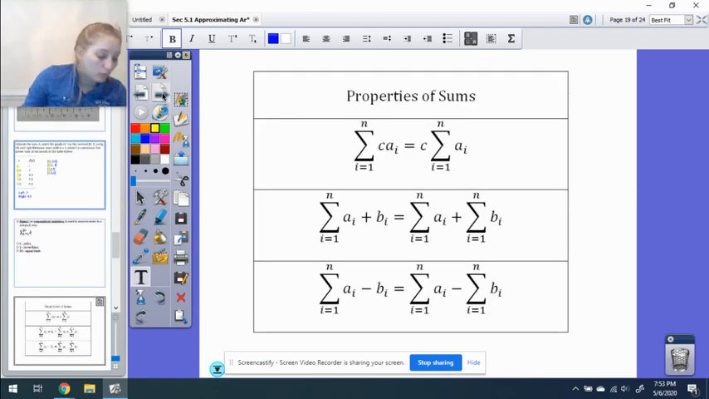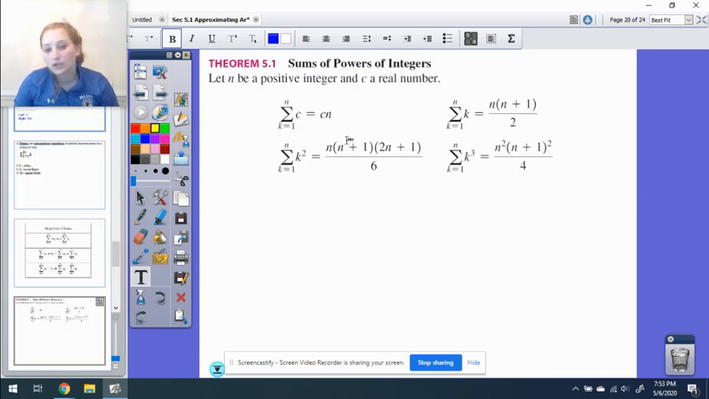Now we have a couple of different rules. So the first one is just saying that if you have a number in front, you can take that out. This is saying that you can split them up into 2 summations. This is the same thing, except it's subtraction. All right, and here, just a little bit more properties. If you have just a constant number, you're going to multiply that constant number by the upper bound. And then this is what I want you to pay attention to, these 3 guys right here. So this is the shortcut way so that you don't have to do the entire problem.